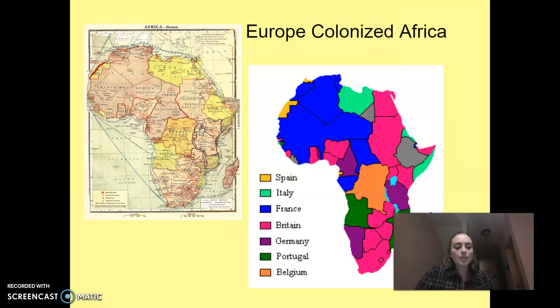Here's a color-coded map that shows us the European countries that colonized different countries in Africa. So our book is set over here in Nigeria, right? And specifically, the text is focused on the British colonizing this part of Nigeria, but we can also see that France colonized many countries here in Africa as well.